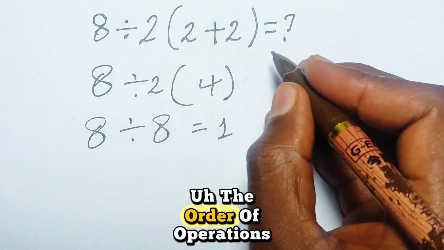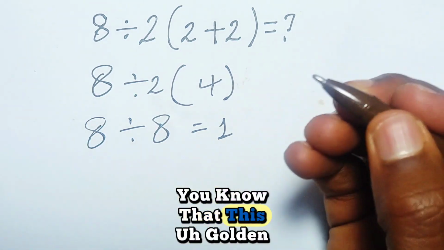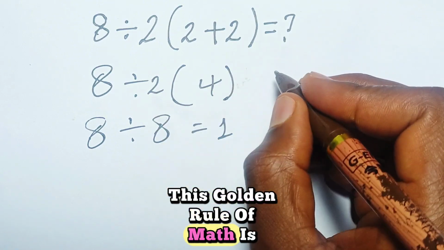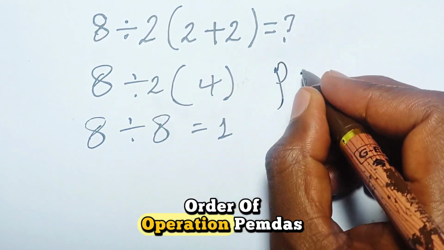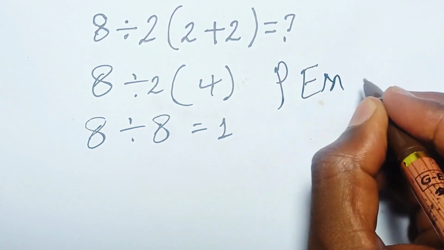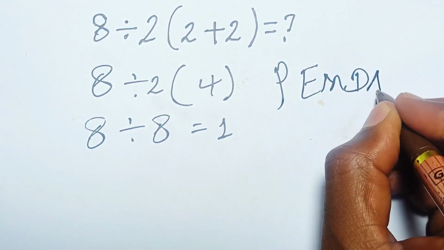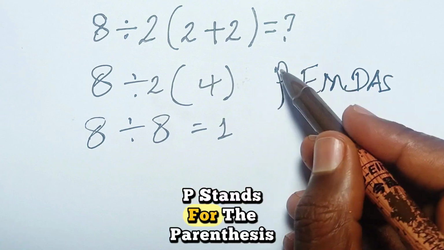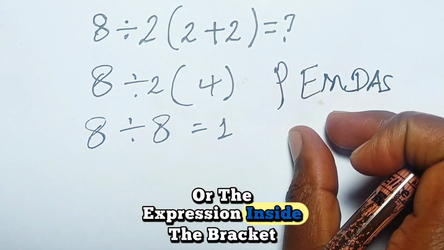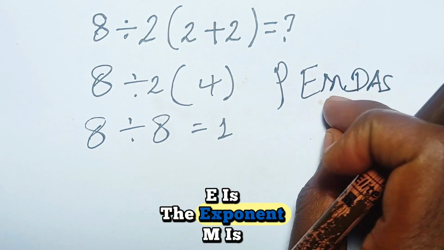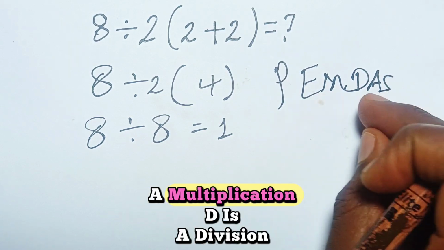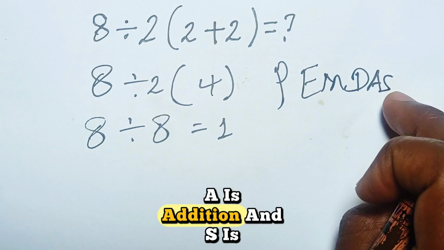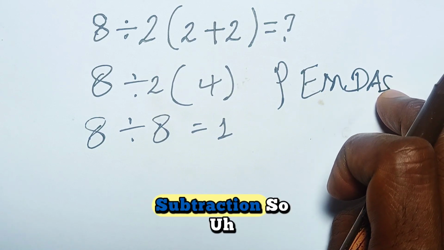The order of operations, you know that golden rule of maths, order of operation, PEMDAS. P stands for the parentheses, or the expression inside the bracket, E is the exponent. M is multiplication. D is division. A is addition, and S is subtraction.